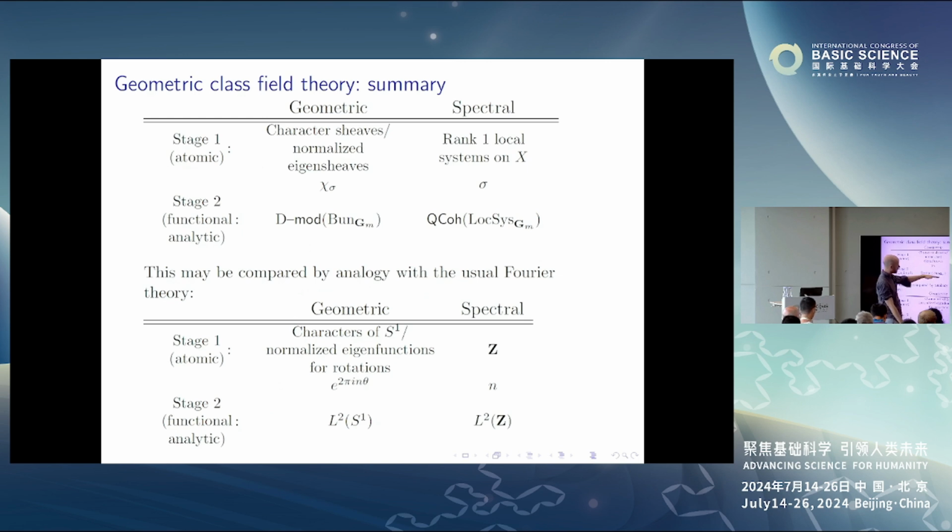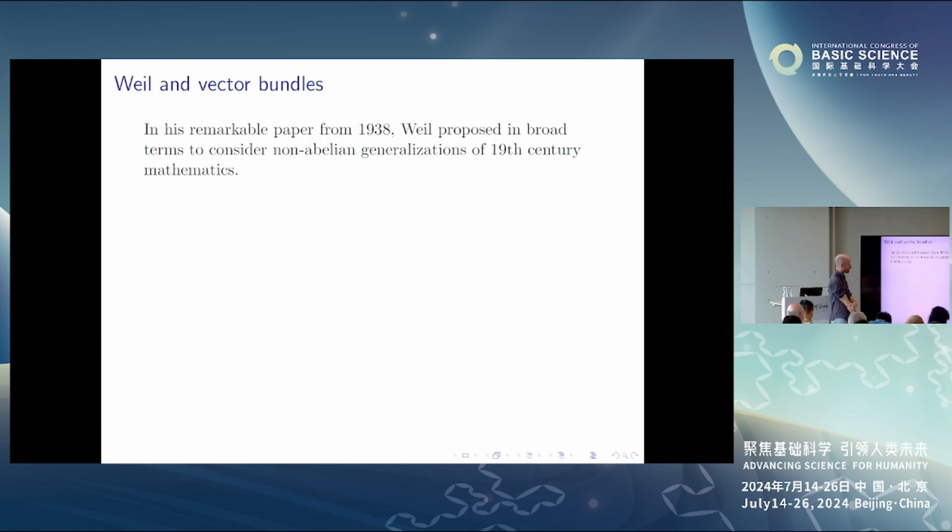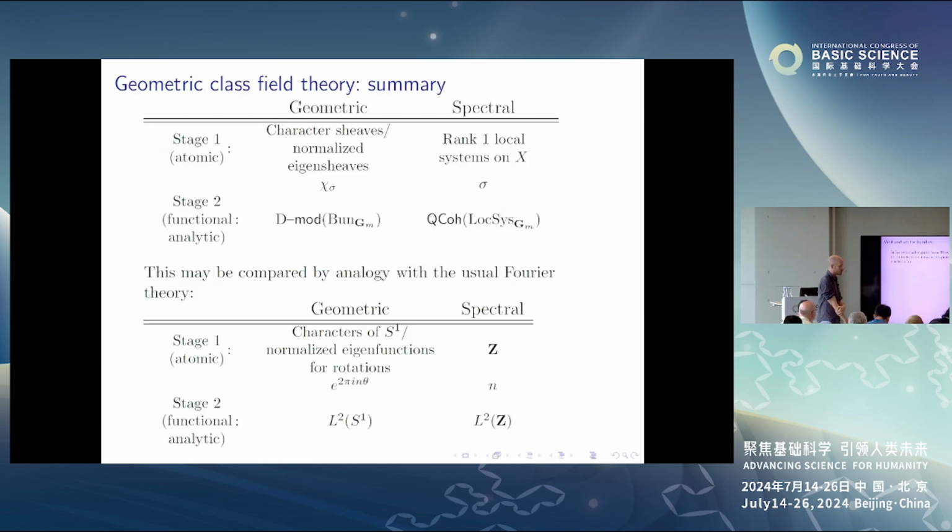They should have support on all, yes, that's the answer. With the additional thing, Bun G has infinitely many connected components. They should only be allowed to live on finitely many connected components. Other questions?